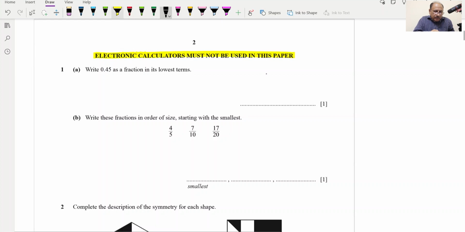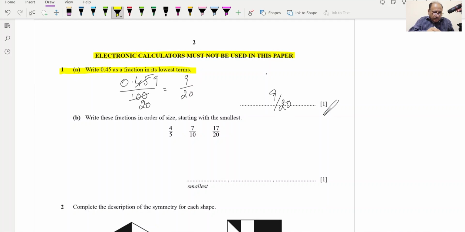So question number one says write this as a fraction in its lowest terms. So fraction in lowest terms 0.45, we will be writing 1 under the decimal. For each number we'll be writing 0, and this one we can cancel by 5. 5 nines are 45 and 5 20s are 100, so it will be 9 over 20. So our fraction will be 9 over 20. This is 1 mark part.